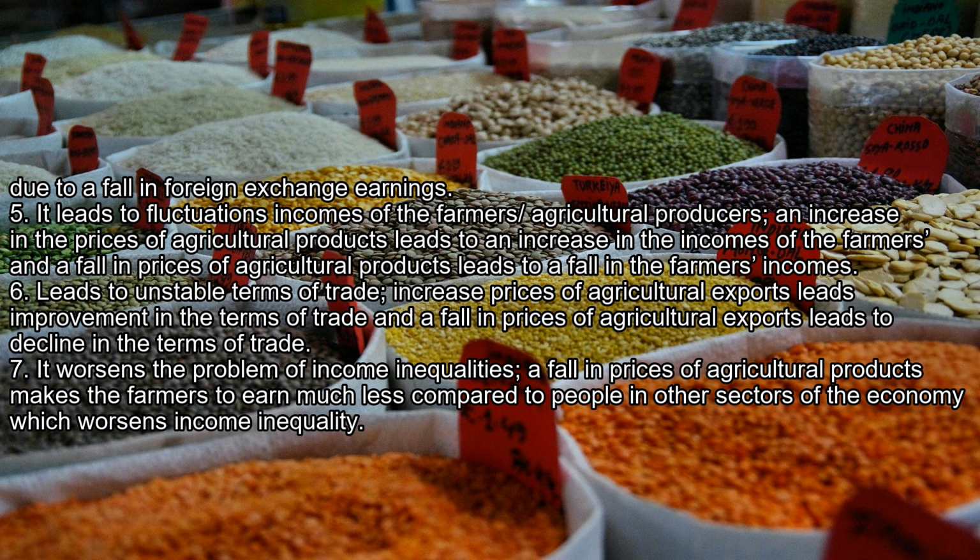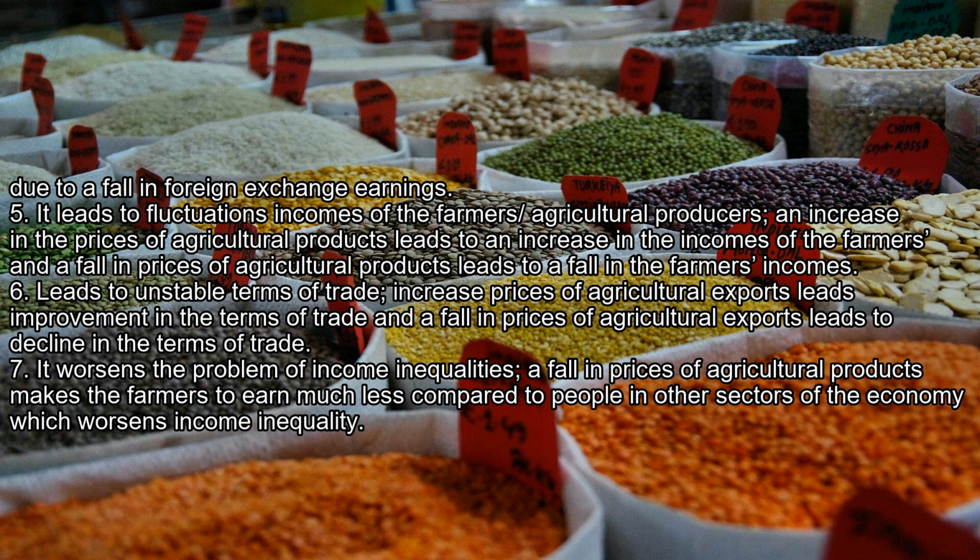An increase in the prices of agricultural products leads to an increase in the incomes of the farmers, and a fall in prices of agricultural products leads to a fall in the farmers' incomes. 6. Leads to unstable terms of trade. Increased prices of agricultural exports lead to improvement in the terms of trade, and a fall in prices of agricultural exports leads to decline in the terms of trade.